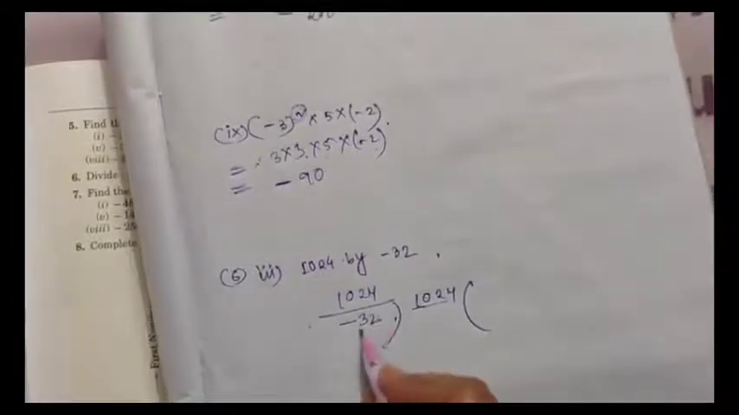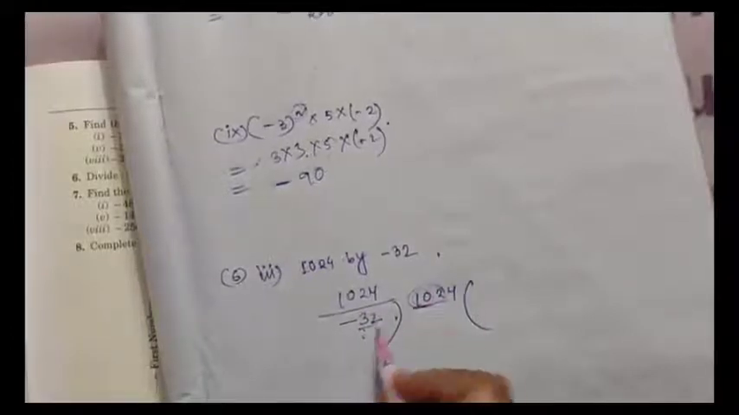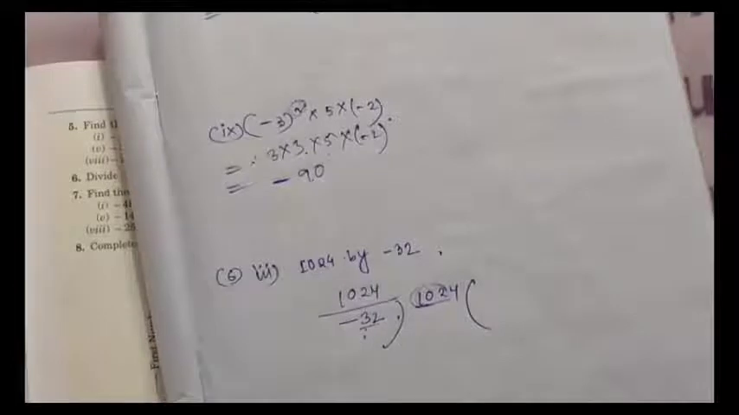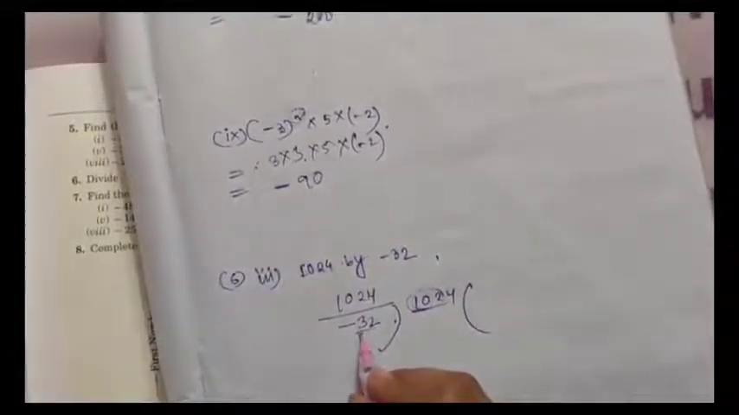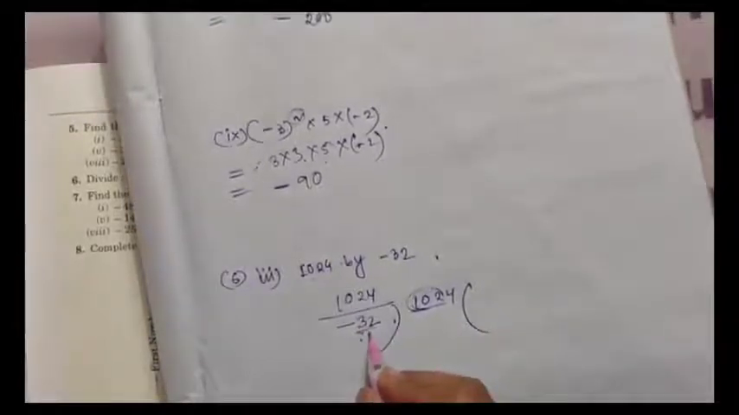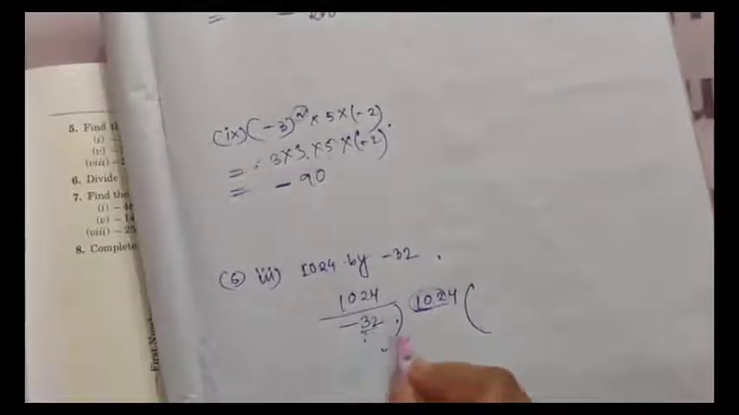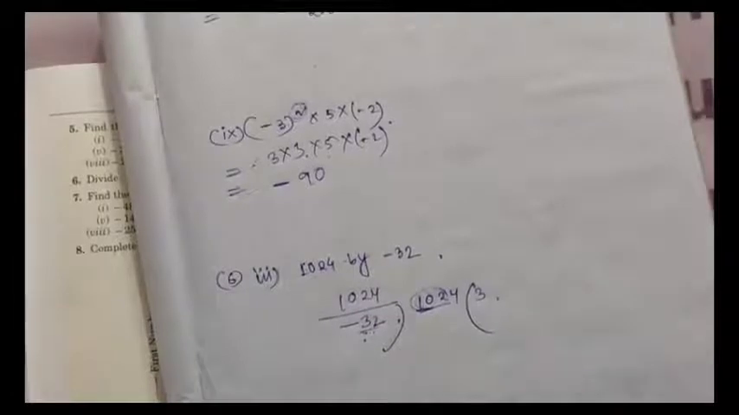We cannot divide 10 by 32 because 10 is less than 32, but if we take 3 digits, 102, then let's see how many times 32 goes in. 32 2s are 64, 32 3s are 96, 32 4s are 128, but this is greater than 102, so it will go 3 times. You have learned in your previous class how to do the division of numbers.